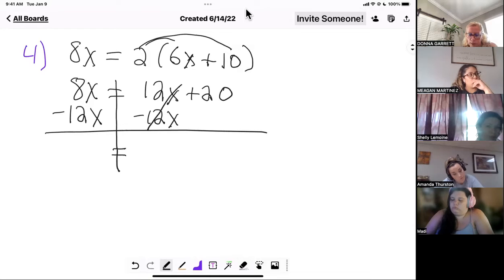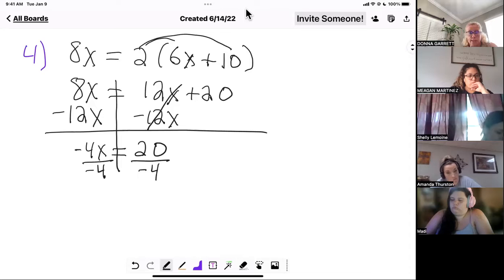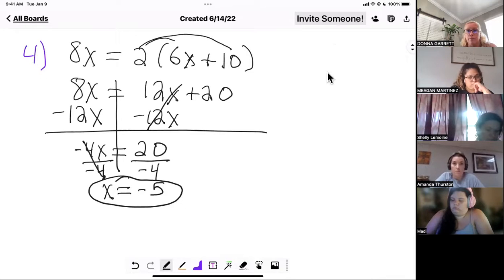So 12s cancel. I bring down the 20. And this side, I am just subtracting. So 8 minus 12. 12 minus 8 is 4, and 12 is bigger, so that's -4x. And then -4 and x are held together by multiplying, so I have to divide. So just divide by -4 on both sides. And then x would be -5, because 20 divided by 4 is 5, and I have a negative, so it makes -5. How'd we do?